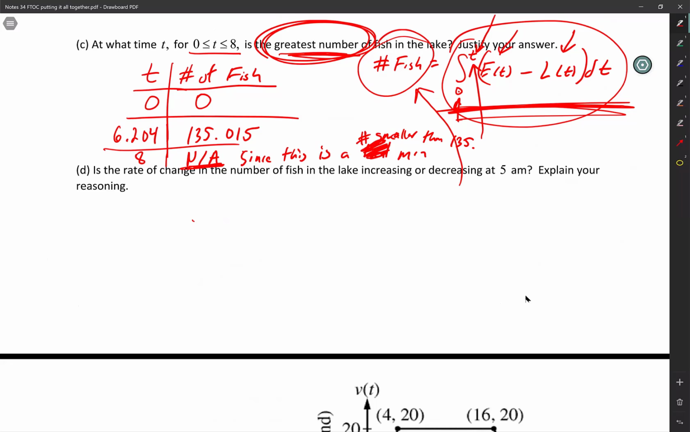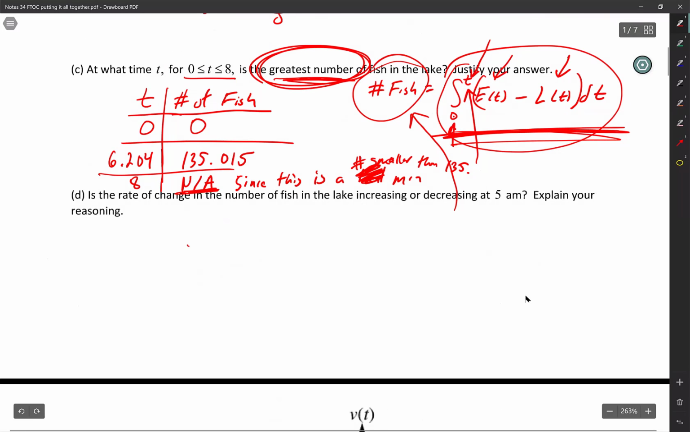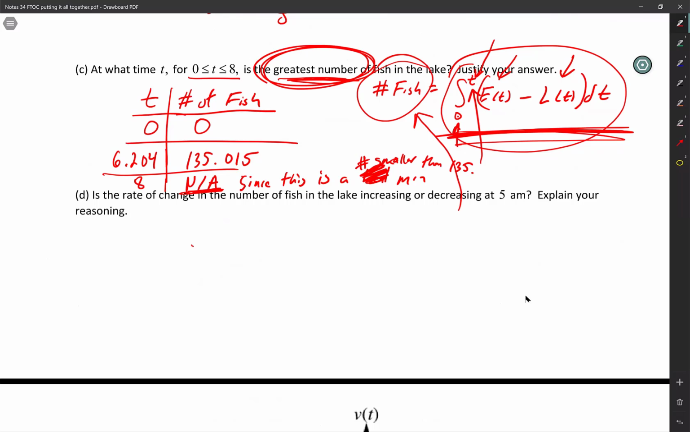All right. Is the rate of change in the number of fish in the lake increasing or decreasing at 5 a.m.? Explain your reasoning. Ooh. I like that one, guys. I think it's going to trick a lot of people. How do we do it? The derivative of the integral.